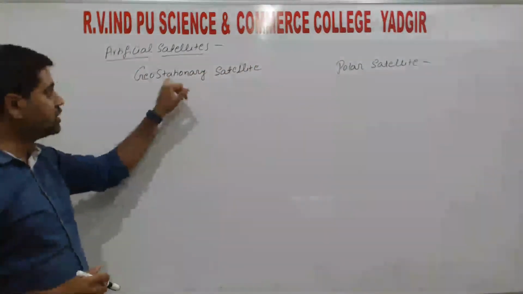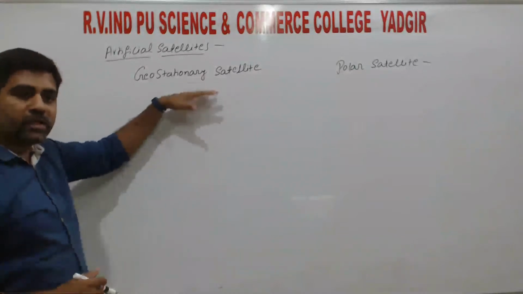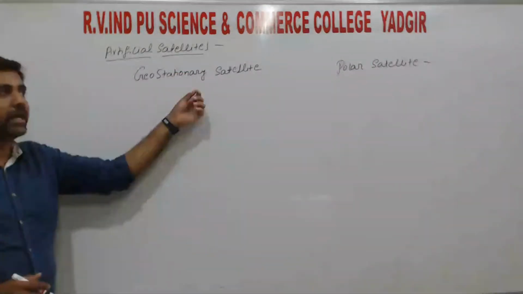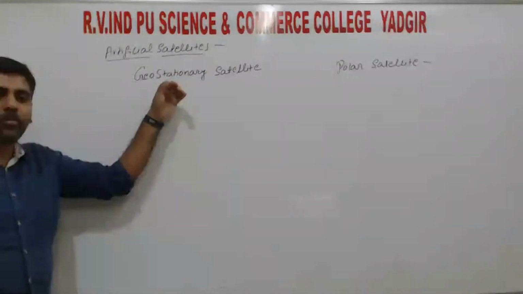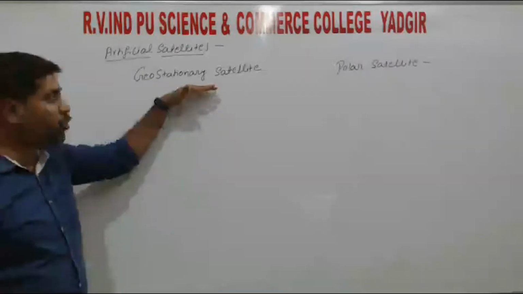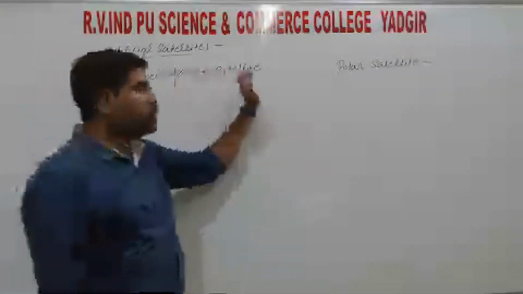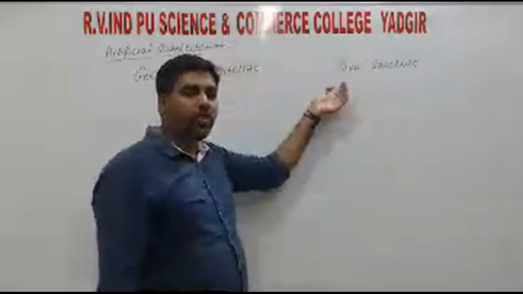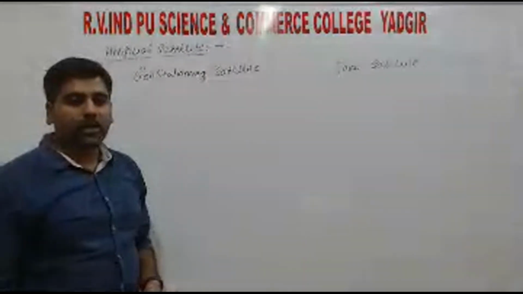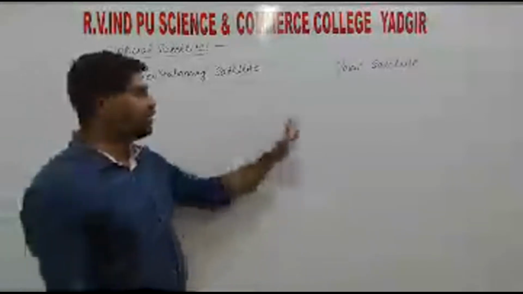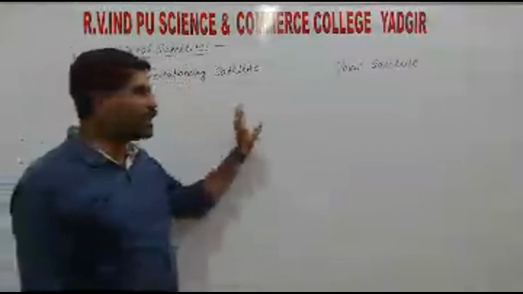So in the name itself, it says stationary, right? So it appears to be stationary. So we observe that the satellite appears stationary, but actually it is revolving around the Earth, right? That type of satellite we call geostationary satellites. Then polar satellites. So in the name itself, right? The satellites which are revolving around the Earth in the polar plane, right? So from North Pole to South Pole, these are revolving around the Earth. That type of satellites we call polar satellites, right? So here only we can differentiate between geostationary satellites and polar satellites, right?